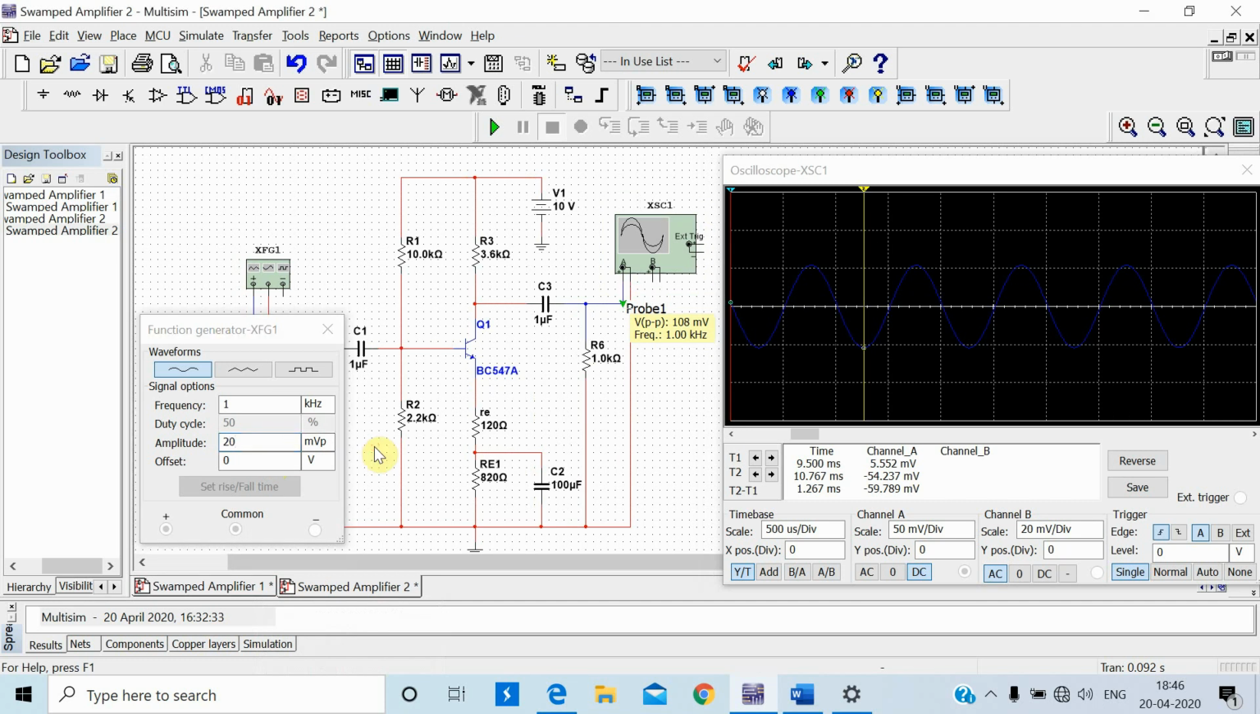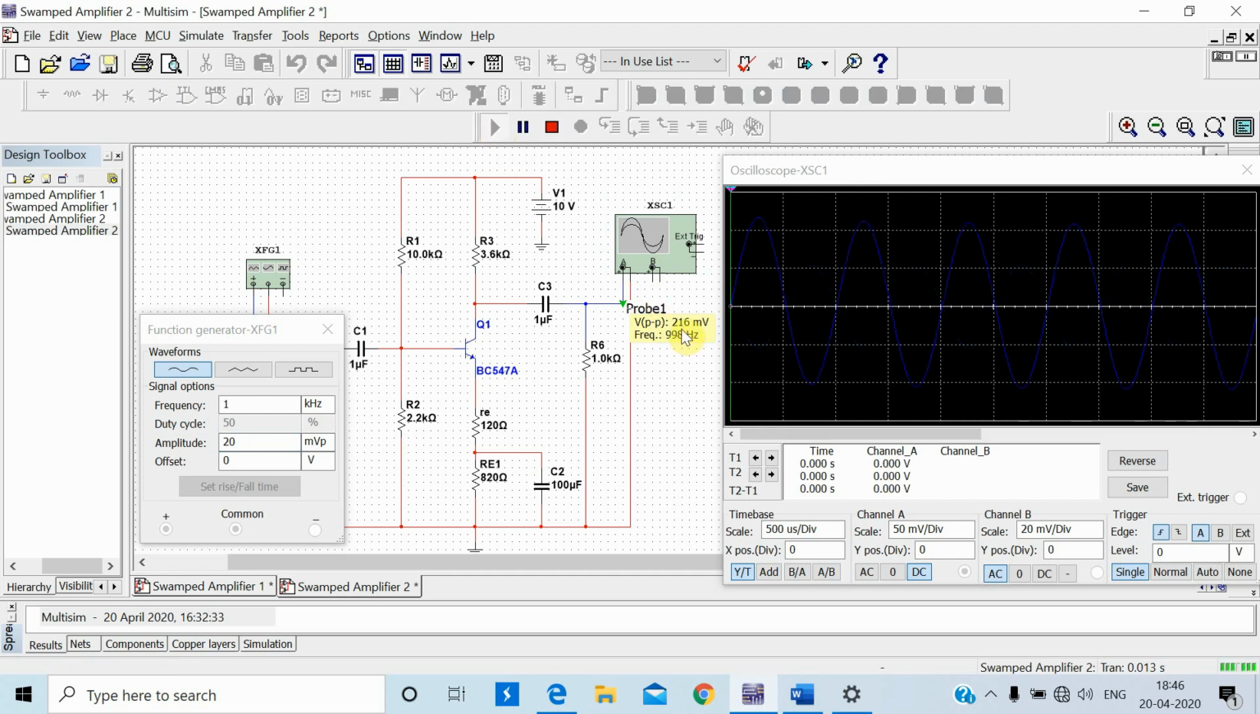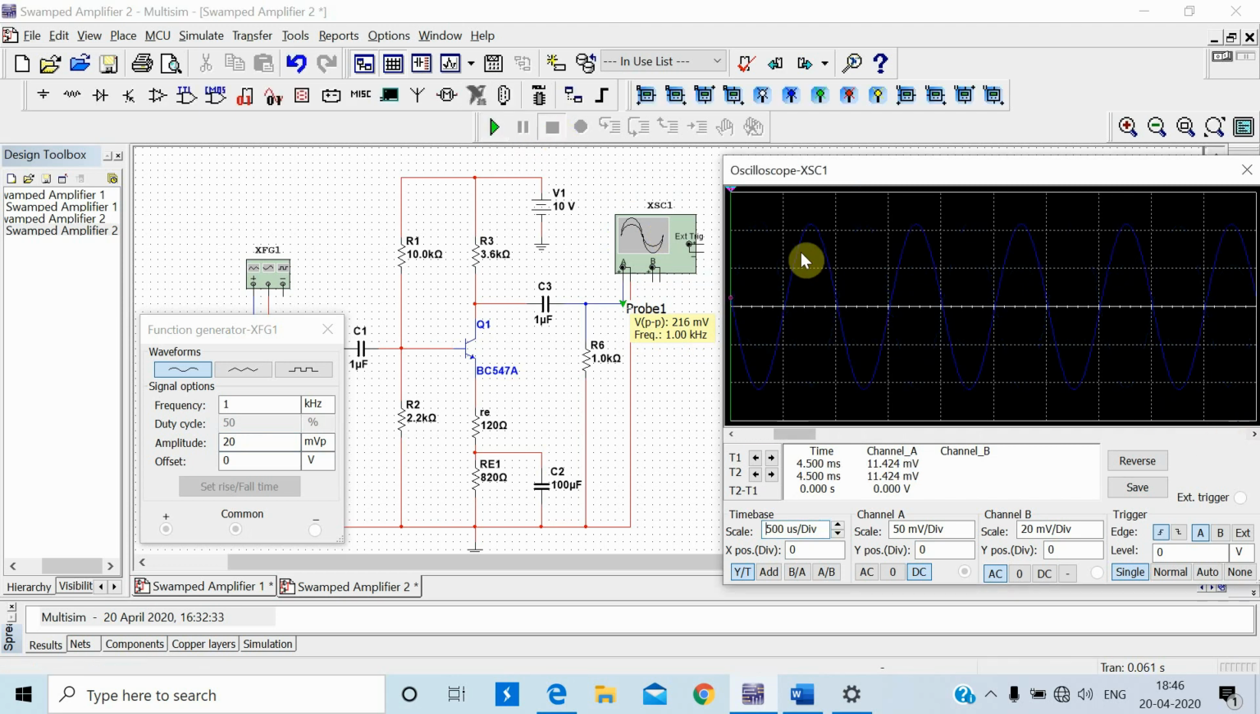20 millivolt peak means 40 millivolt peak to peak. So see here, the peak to peak output voltage is 216 millivolts. Now let me stop this simulation, and after a few cycles, if we take the readings of peak values, here it is 107 point something, and here it is 108 point something. So this we have to note down in our sheet.